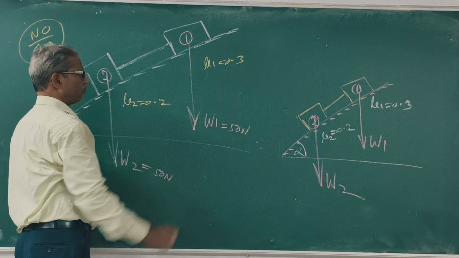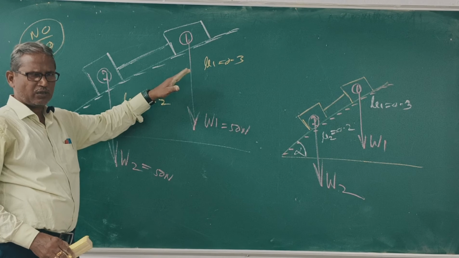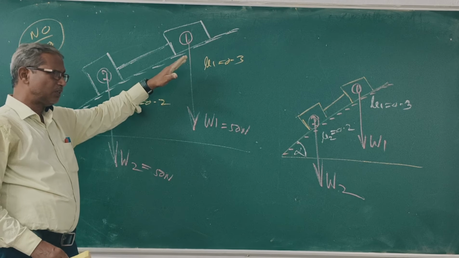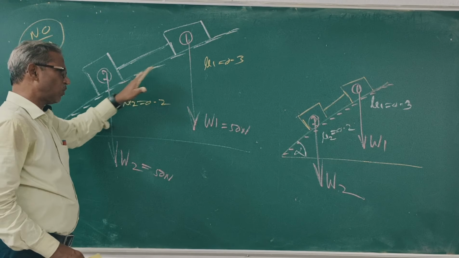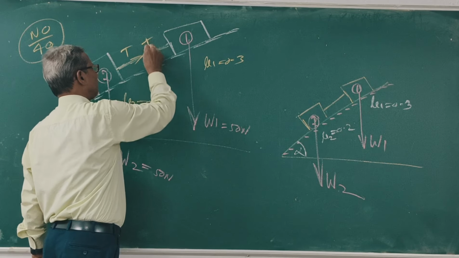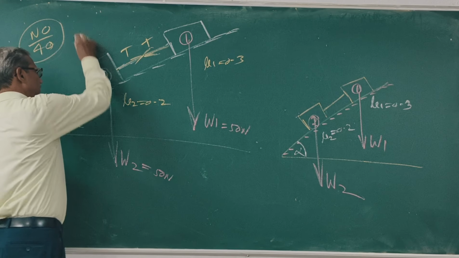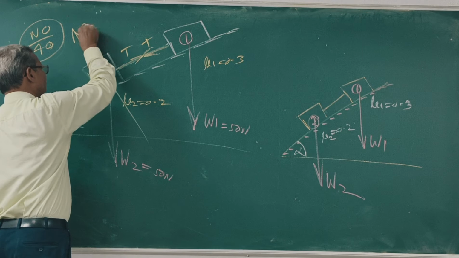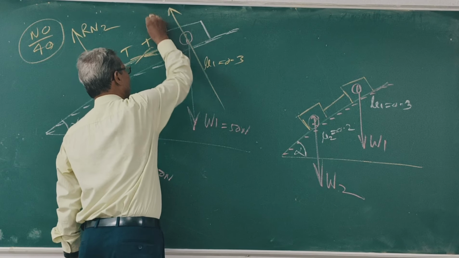Now, due to coefficient of friction at both the blocks, the block is in equilibrium condition. No force applied to the upper block or no force applied to the lower block. But the string is connected. This is string tension T, this is string tension T. Clear? Now, this is Rn2, this is Rn1. Clear?